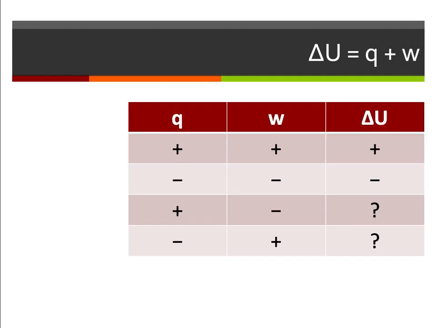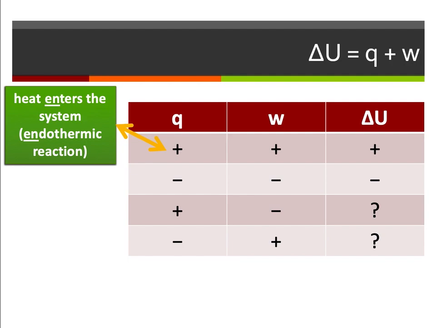Let's break this down and think about what happens when energy is gained or lost and review the signs for these processes. Both heat and work make up the total change in energy of the system, delta U. Let's think about heat first. When Q is positive, that means that heat of the system increases. So heat is entering the system, and we call this an endothermic process or an endothermic reaction.